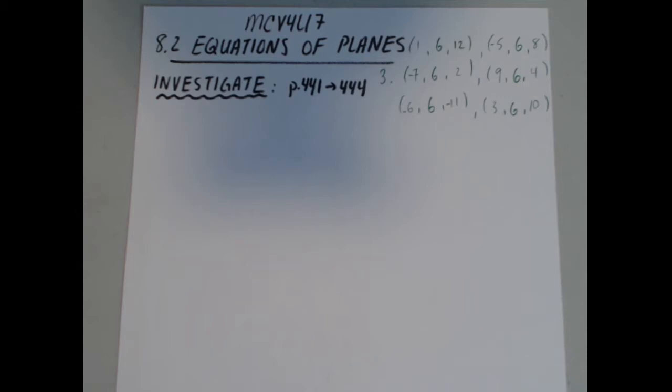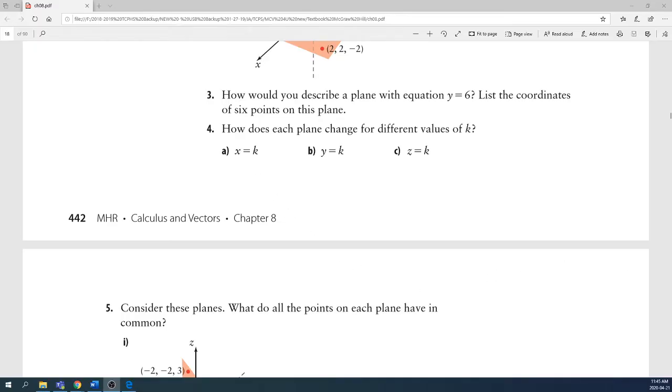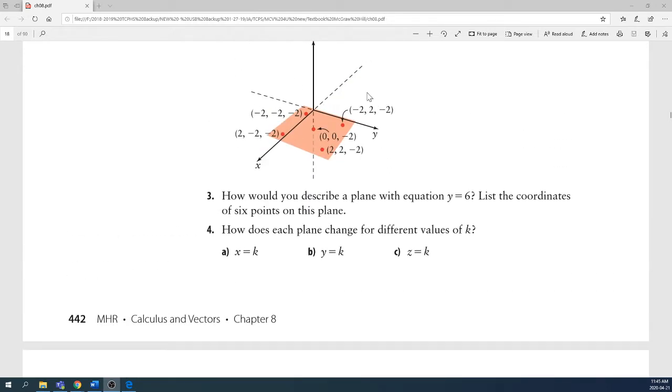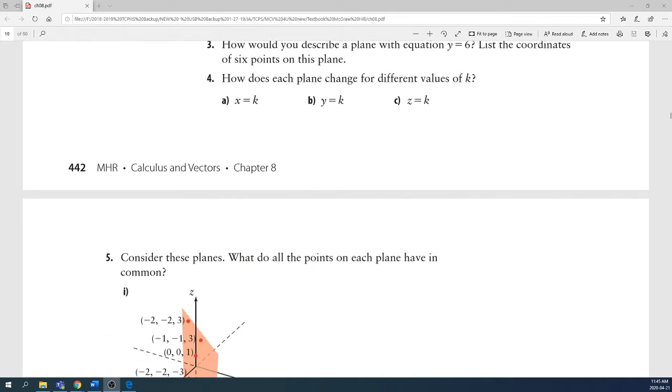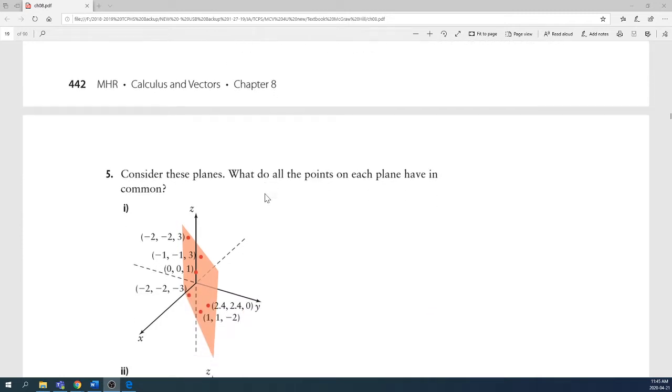All right, let's go back to the investigation. Number 4, how does each plane change for different values of k? Okay, so if x is equal to k, we saw this again earlier, this is a plane that is cutting. Imagine a piece of paper that cuts the x-axis at this value, k. So if k is equal to negative 7, that means it's a piece of paper cutting the x-axis at negative 7. Okay, the same for y and the same for z. They're cutting each of the axes at their respective k values.